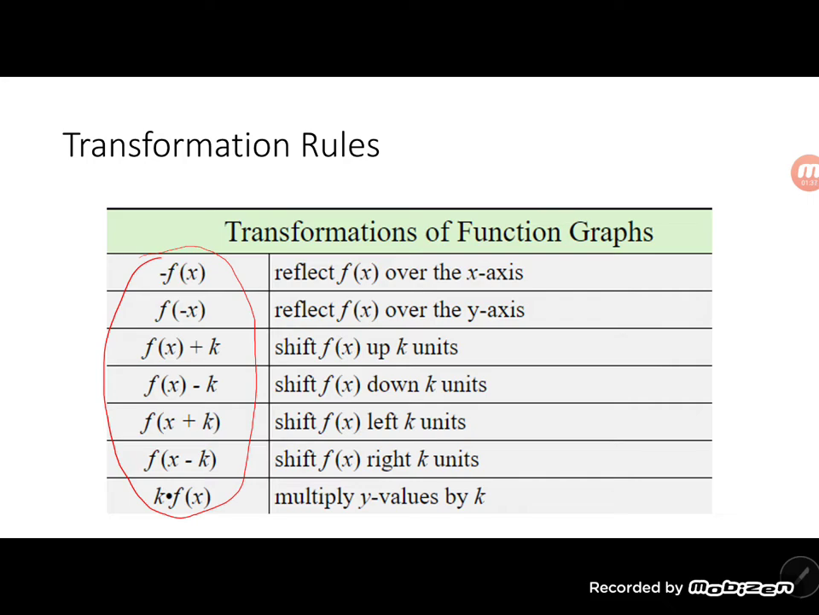So say, for example, right over here, right? When we're adding something outside of the function, that's going to result in an upward shift. Or when we're subtracting something outside, that's going to result in a downward shift. Remember, outside is up and down. So you're probably familiar with these rules in some way already.